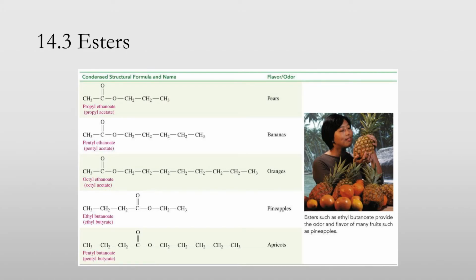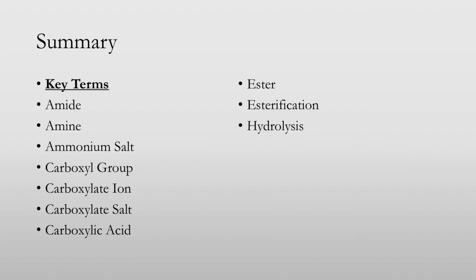There's some more types of esters here and their flavor and odor. Propyl ethanoate gives the flavor for pears. Pentyl ethanoate is bananas. Octyl ethanoate, oranges. Ethyl butanoate, pineapples. And pentyl butanoate, apricots. So if you haven't figured it out yet, esters might be the best chemical because they give us all of these amazing flavors.